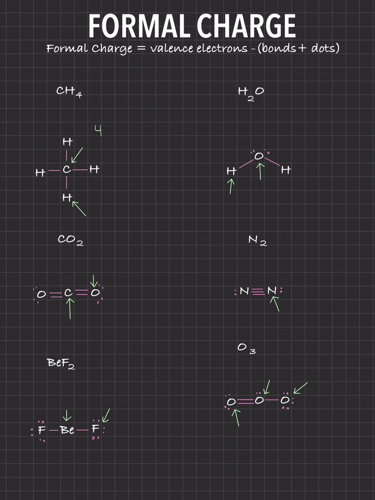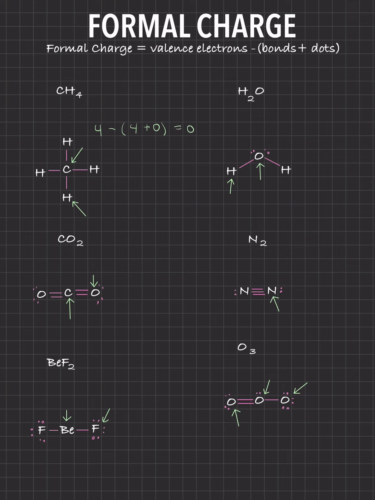Now, carbon has 4 valence electrons. How many bonds does it have? You can see that it has 4 lines attached to that carbon, so it's going to be 4. How many dots do you have? I don't see any dots, so that's going to be 0. 4 minus 4 plus 0. So 4 plus 0 is 4, and 4 minus 4 is equal to 0. So the charge for carbon is 0.